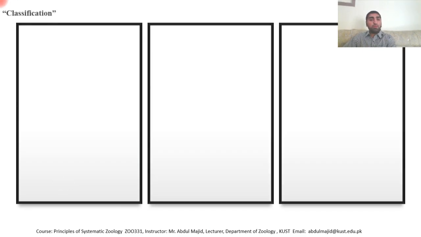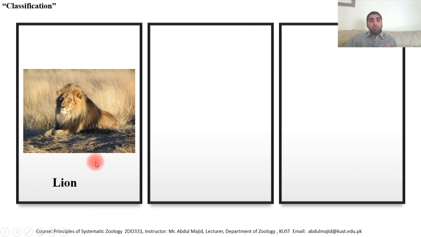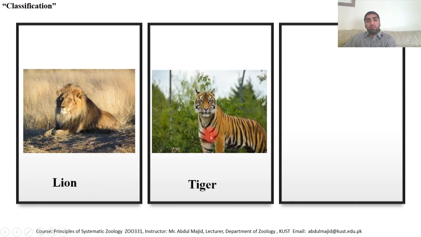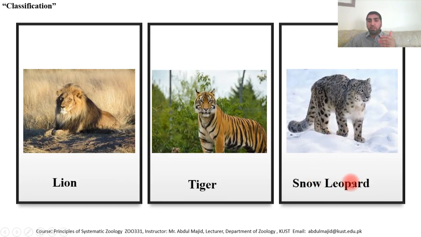Now, in another group, like lion, tiger, snow leopard, cheetah, and the domestic cat also, on the basis of certain characteristics, all of these have cat-like characteristics. So we place them, and they are known as felines. We place them in another genus, which is known as Panthera. So though lion, tiger, and snow leopard are different from each other, on the basis of similarities we place them in one genus, that is Panthera.